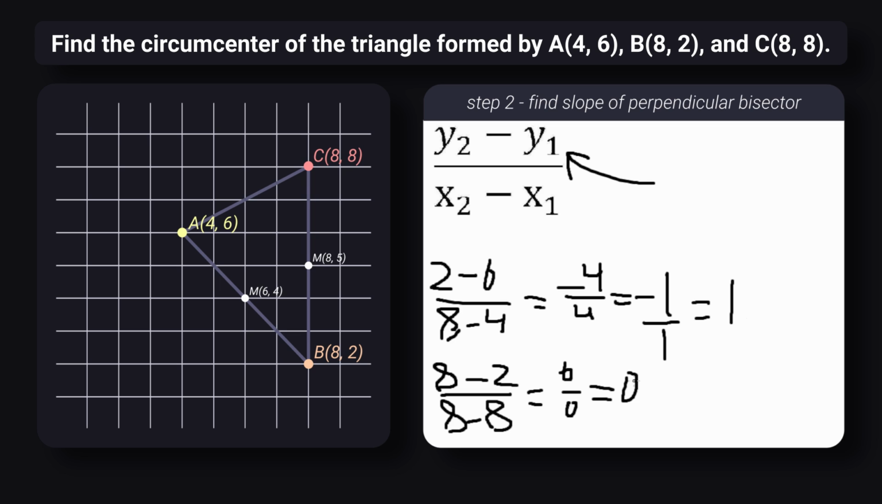And the perpendicular slope would also be 0. Like if we did negative reciprocal on this, it would just be 0. 0 cannot change, it's just 0. So our perpendicular slope for this one is 0. And some of you may know that that is actually a horizontal line, which is pretty cool.